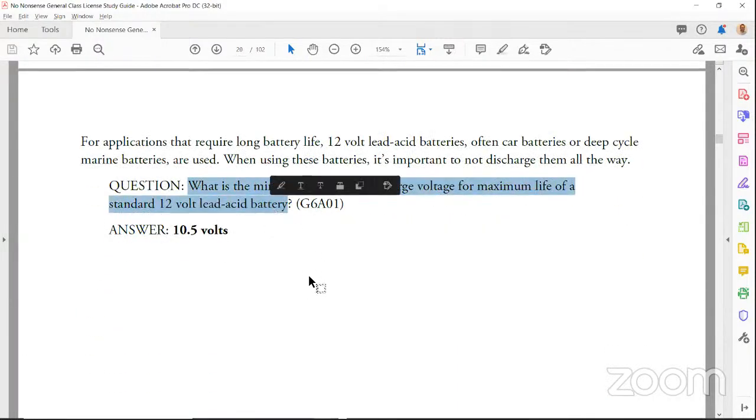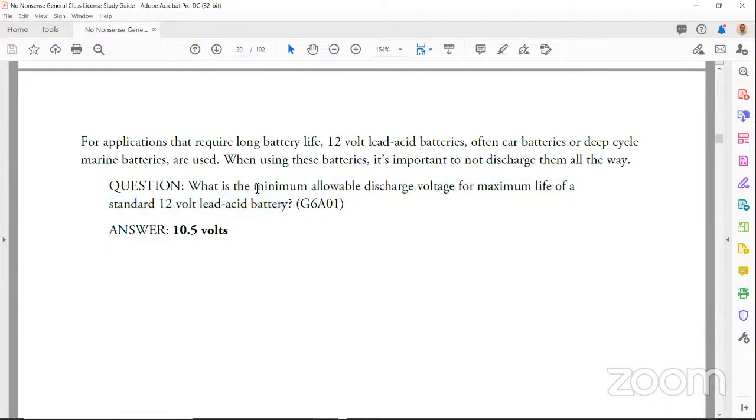Next question relating to batteries. What is the minimum allowable discharge voltage for maximum life of a standard 12-volt lead-acid battery? Also something we discussed, but let's break this question down a bit. What they're asking us is for the minimum voltage. That's what they're asking us. The minimum allowable discharge voltage to attain maximum life of a standard 12-volt lead-acid battery.